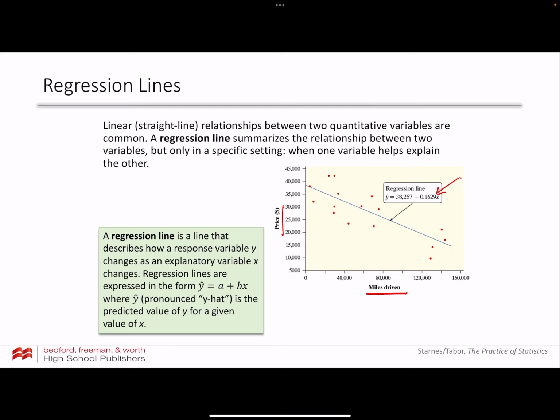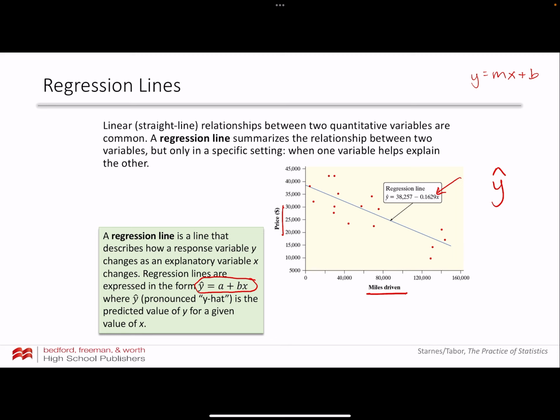You're going to notice that I have this little symbol. It's kind of hard to see, but it looks like that. And we call this y hat. And in statistics, when we write our regression lines, you're going to notice instead of using y equals mx plus b, we have this y hat equals a plus bx. So the y-intercept comes first, and then the slope comes second, along with the x variable.